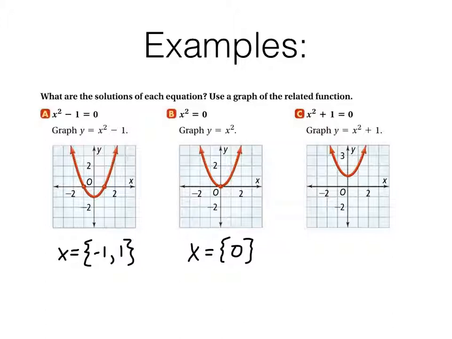And then you have this one, x squared plus 1 equals 0. When we graph y equals x squared plus 1, it doesn't have any x-intercepts. That means that this equation has no real solution. And it's important you add the word real in there because it does have a solution. It's just in the imaginary number system, in the complex number system, which you learn about in Algebra 2.